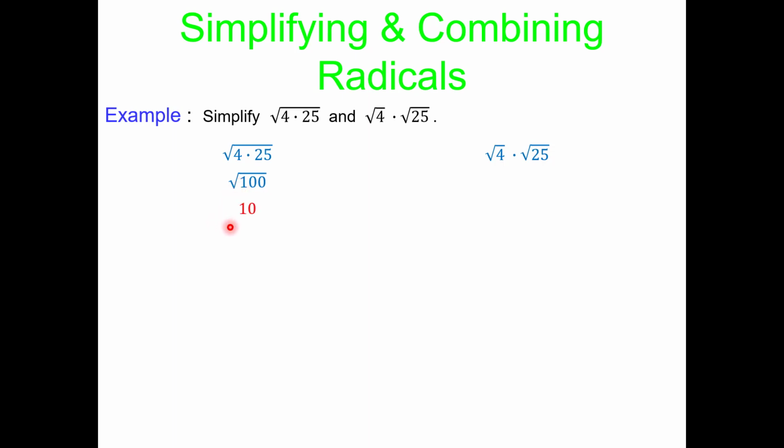And then square root of 100 is 10, because this is asking you what times itself is 100. The answer is 10. And then over here, we have square root of 4 is 2, because what squared makes 4? That answer is 2. And what squared makes 25 is 5. And then 2 times 5 is 10. So here's why I'm showing you both. They are equal. At the beginning, they are actually equal, and it's because at the end they are equal.